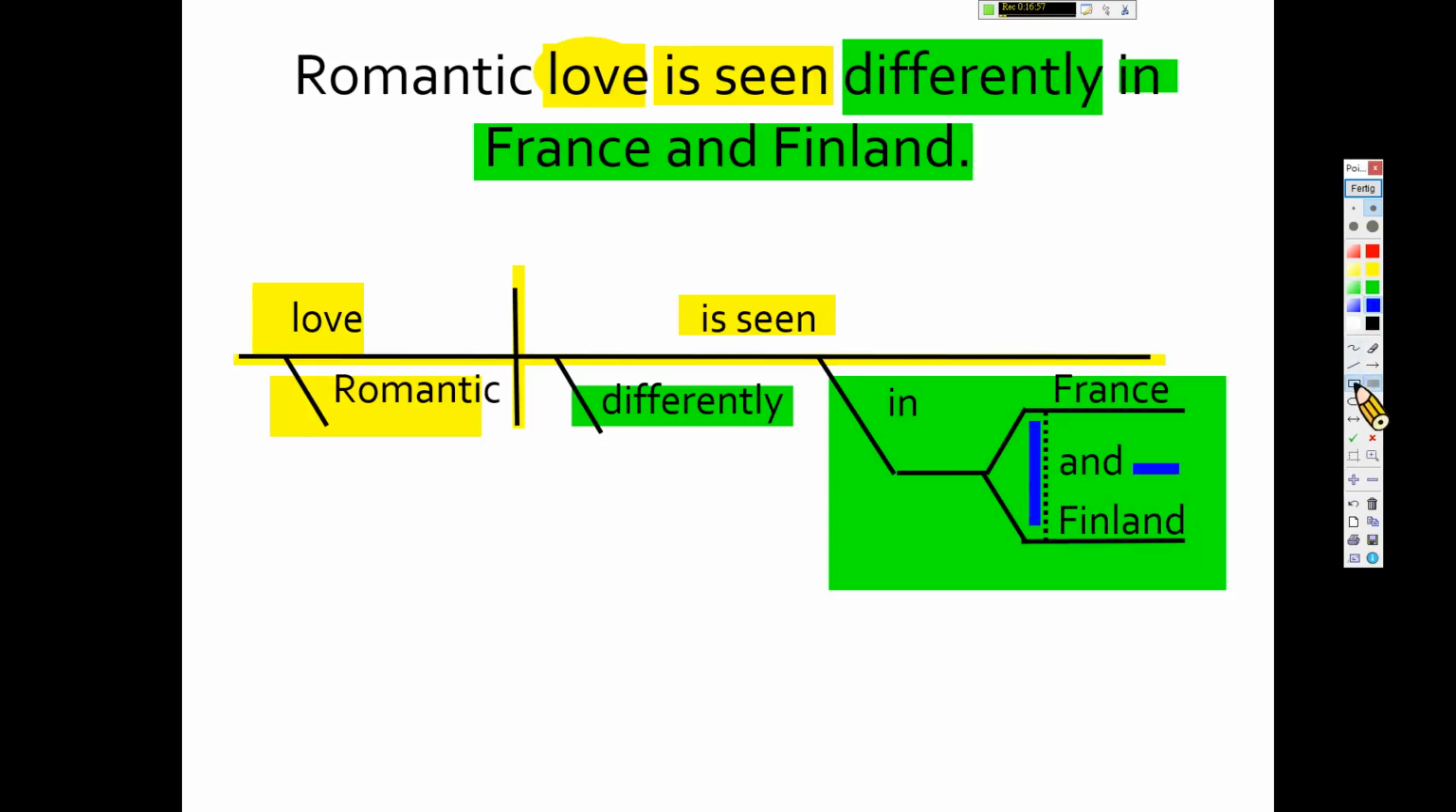But the location of in France and in Finland is here, okay, but not somewhere else, because they are not the core component. They are not qualified to be put on the main line. So you have to put it up here, because the blue rectangle is a modifier used to modify is seen. Differently is seen. So adverb, adverb, and adjective. Okay, so please compare and do some revision by yourself now.